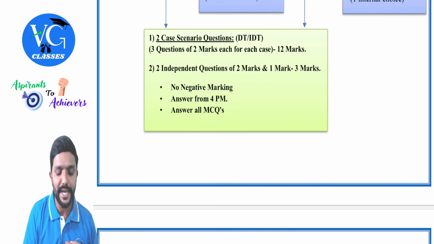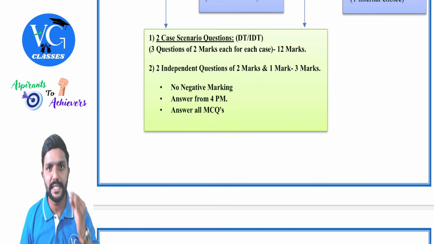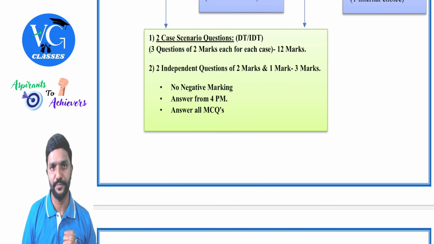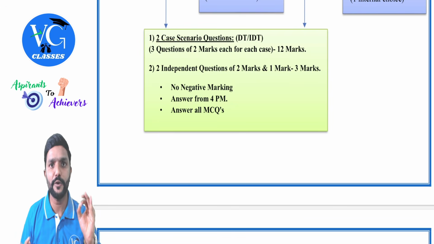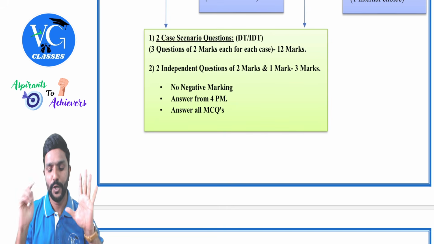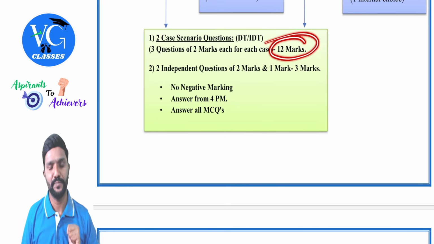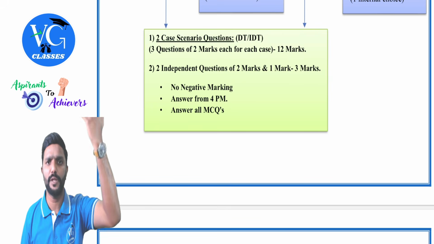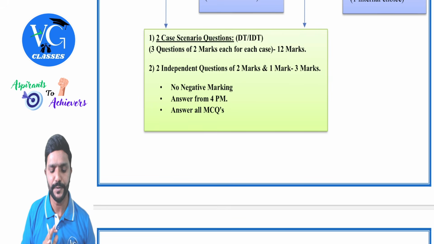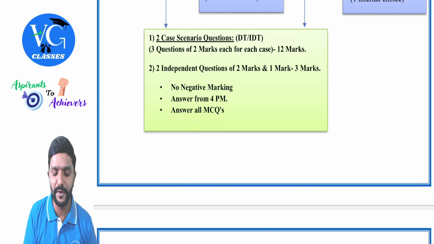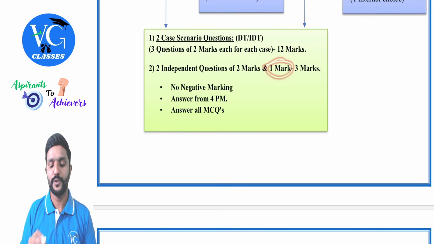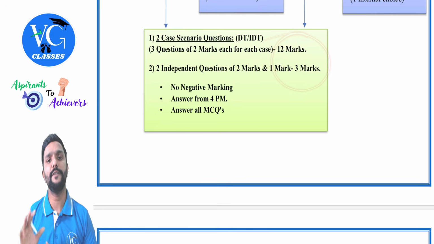There will be two case scenario questions, and each case scenario will have three questions under it of 2 marks each. That means each case scenario will be for 6 marks, totaling 12 marks. And there will be two independent questions without any connection to the previous or next questions. One of them will be for 2 marks, the other for 1 mark. If you add up all this, it will be 15 marks, guys.